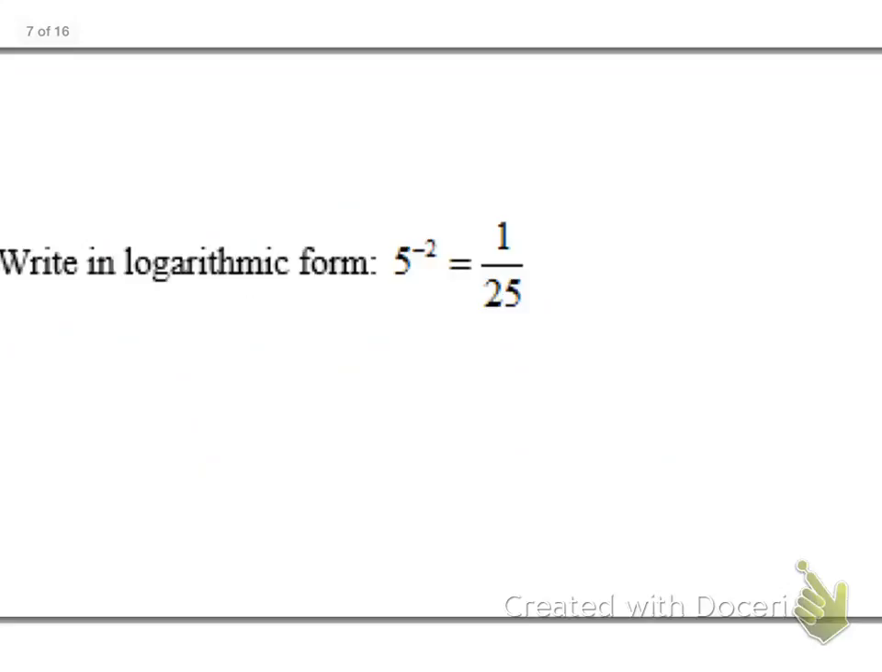Okay, write in logarithmic form, so that means that my answer needs to have a log. Okay, so I always start with the big number being my base here, so I go base, the other part of my log, and it's always equal to the power. So I got log base 5 of 1 over 25 equals that power, -2. It always equals your power.